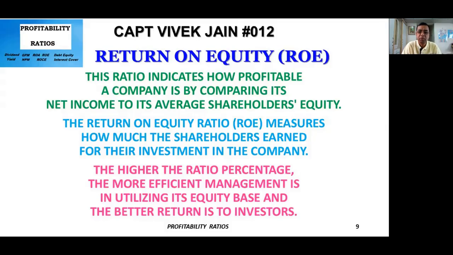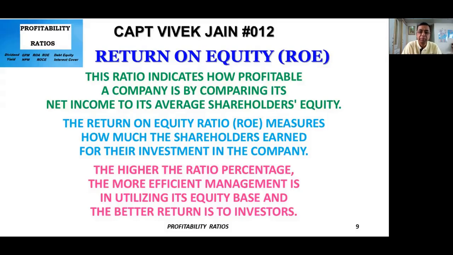Next ratio is more or less a little different, return on equity, ROE. This ratio indicates how profitable a company is by comparing its net income to its average shareholders' equity. Shareholders' equity, as you must be knowing, is the total share capital which has been issued so far, plus the accumulated reserves which has probably been kept in the reserves column by the company. As we have discussed earlier, the dividend is never given in full. A part of the dividend is kept for reinvestment.